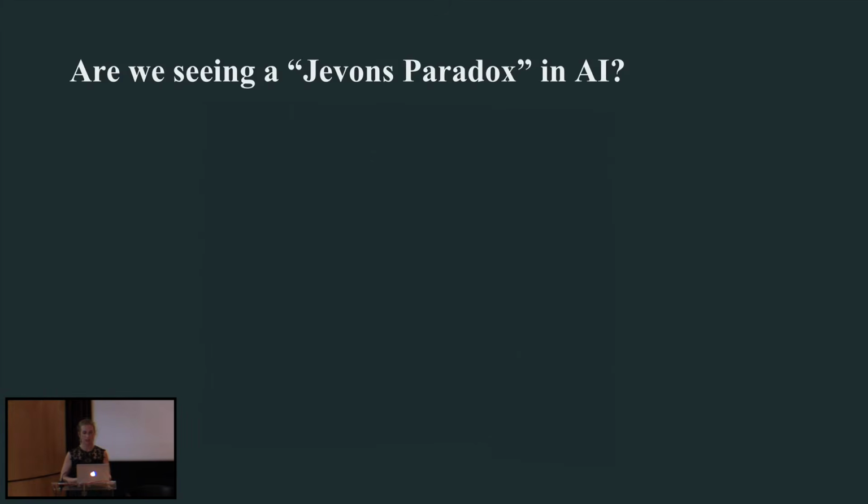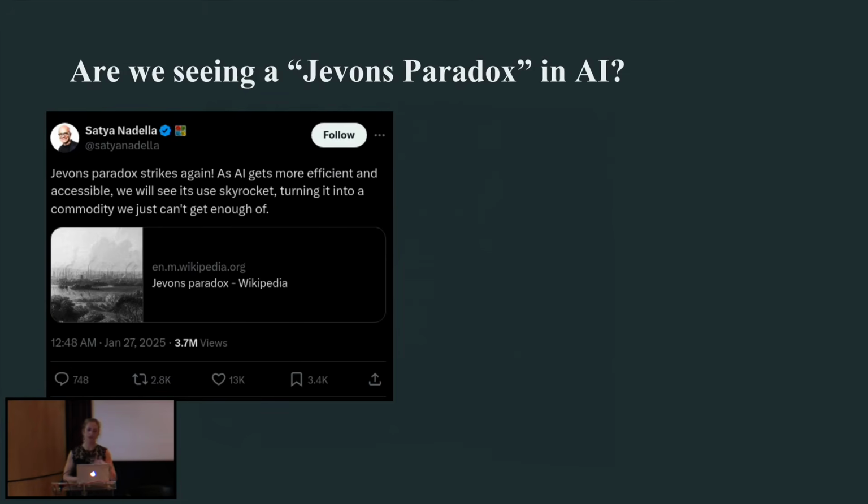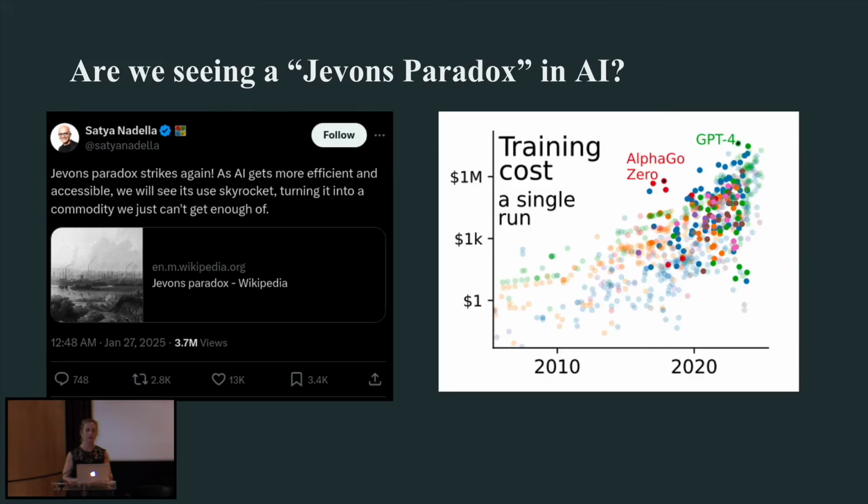And so there's this theory, once again, by certain tech CEOs that we're seeing a Jevons paradox in AI. So AI is getting more efficient, and we're going to see its use skyrocketing, turning it into a commodity that we can't get enough of. But for me, this is a very limited understanding of Jevons paradox, because essentially the training costs are still going up.